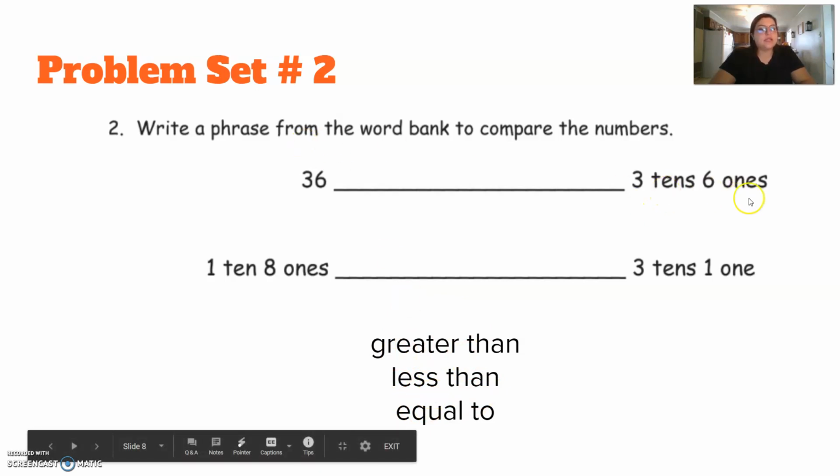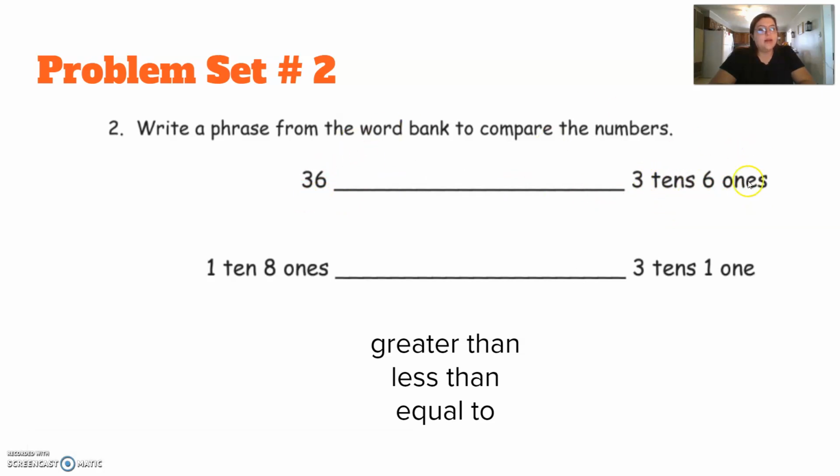36 and 3 10s, 6 1s. So you have two different formats here. You have numerical format and then you have tens and ones format. So let's change this one since it's easier to read. What is 3 10s, 6 1s? Well, we know 3 10s is worth 30, 6 1s is worth 6. 30 plus 6 is 36. Look over here, 36. Is 36 and 36 the same number? Yes. So we're going to use the term equal to, or the phrase equal to. 36 is equal to 3 10s, 6 1s.